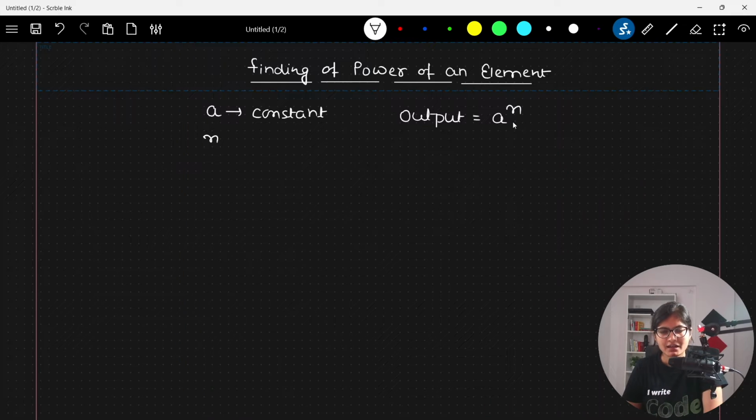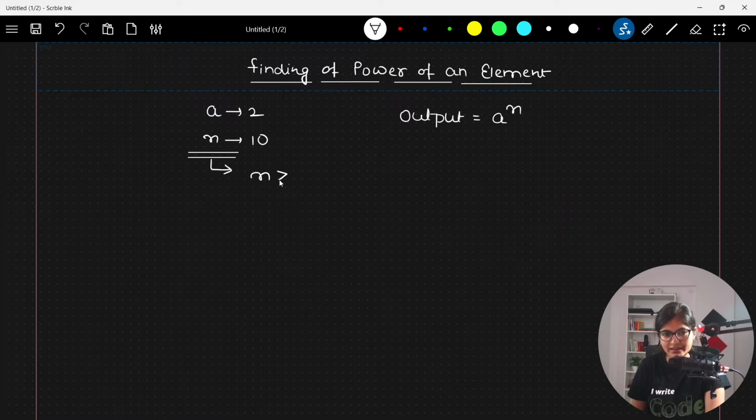Let me give you one example. Say the value of A, which is a constant, is 2, and the value of N is equal to 10. Right? As of now, the case I am dealing with is that the value of N is greater than or equal to 1.